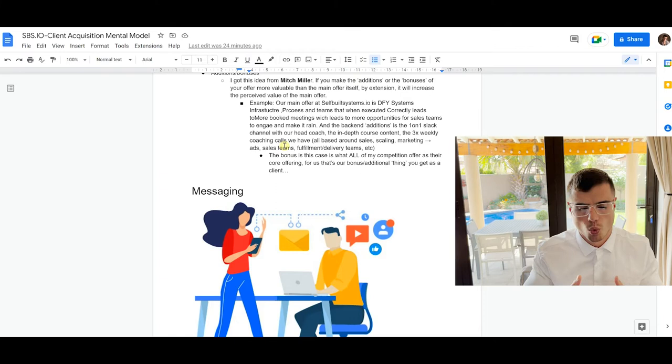The initial workshop sessions that we have bi-weekly, 2 to 3 times a week, we have these calls. And then the bonus is that this is what all of our competitors offer as their core offer, for example. So for us, this is the bonus, the additional thing that you get as a client. And that's what makes this effective.